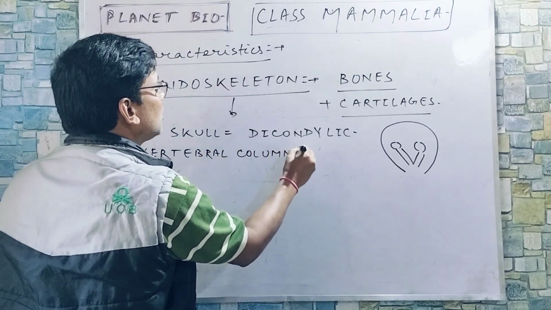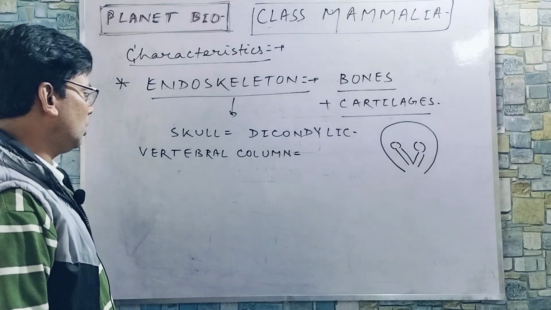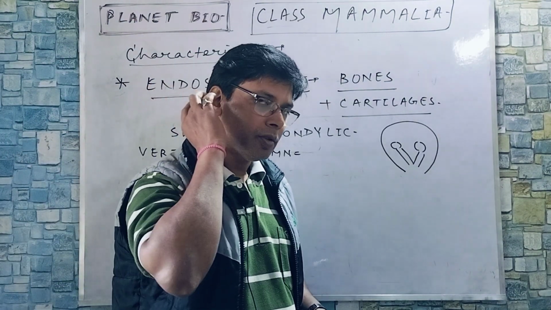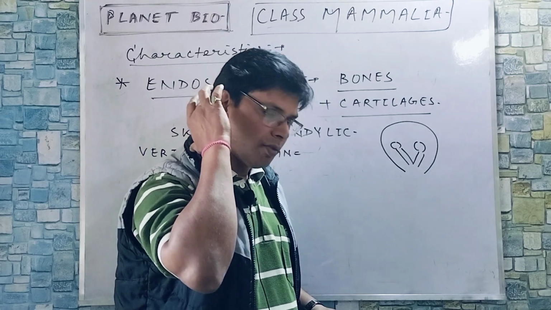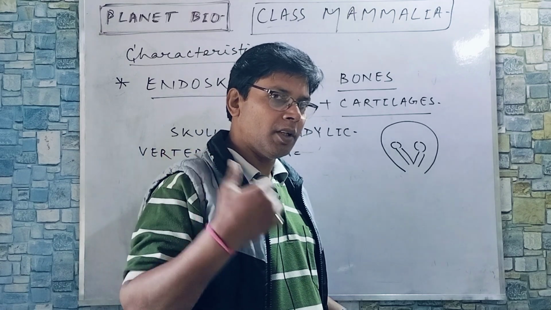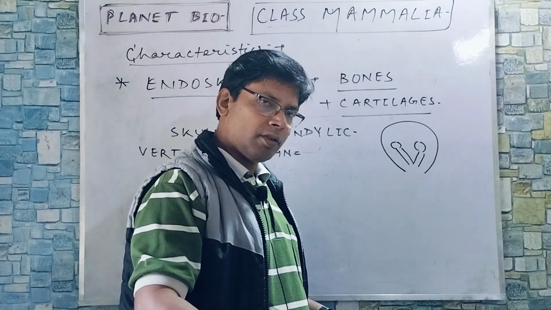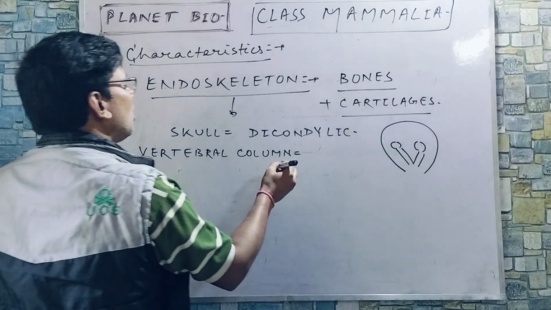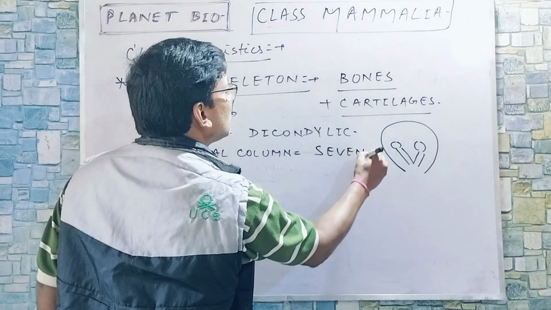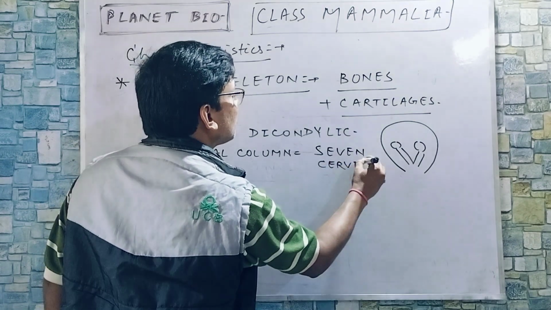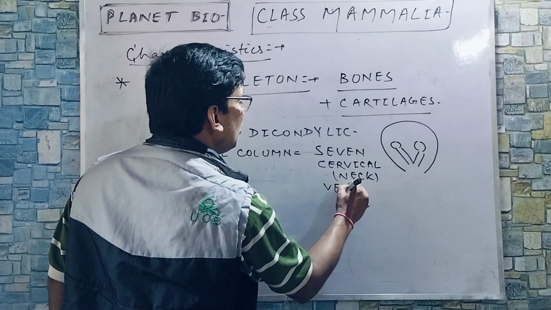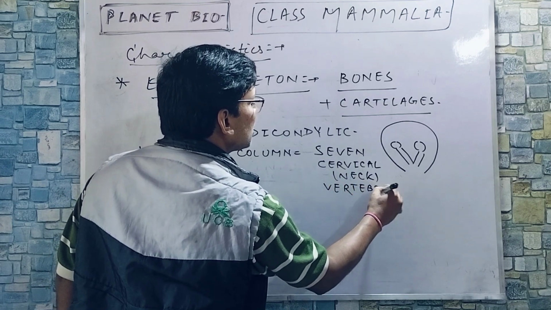Vertebral column. You can find that the entire vertebral column is divided into 7 cervical vertebrae, neck, then 12 thoracic vertebrae, 5 lumbar, then sacral, then coccygeal. In the vertebral column, you can find 7 cervical vertebrae. That means neck vertebrae. Now, you may be asked a question.